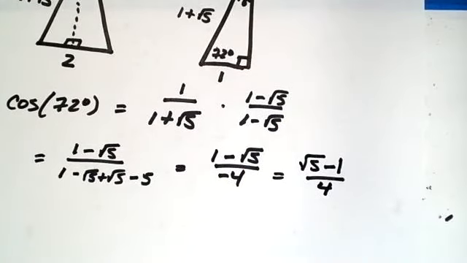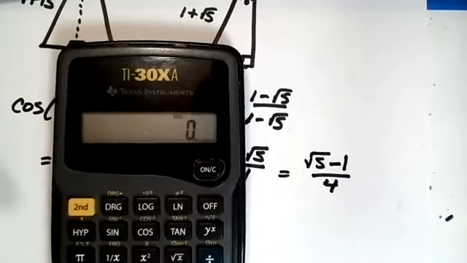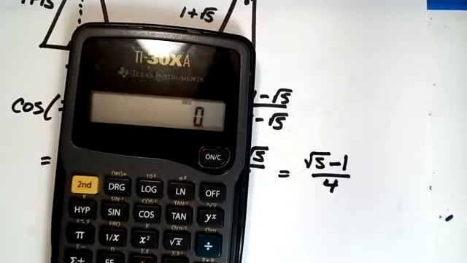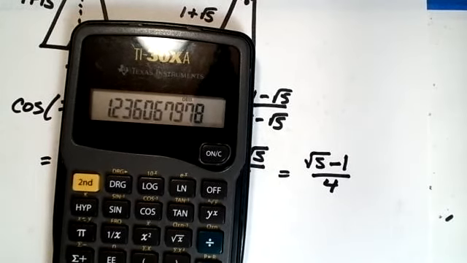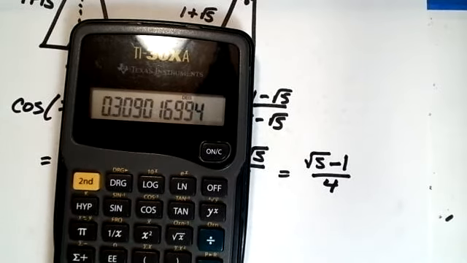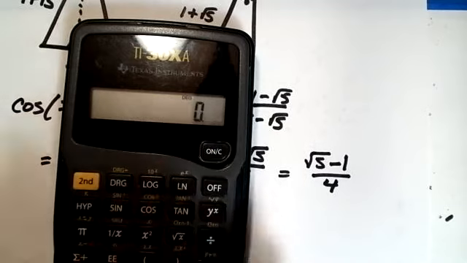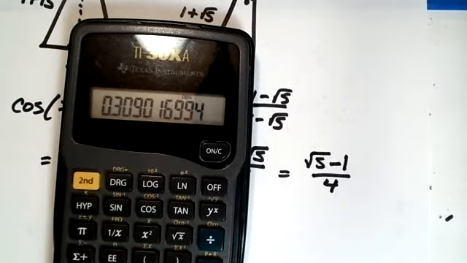Just to verify that this is actually true, I'm going to pull out my calculator and get a numerical approximation for this. If I take the square root of 5 and then subtract 1, I end up with 1.23, et cetera. Now I'm going to divide that by 4, and there's our target number. So we're saying that the cosine of 72 degrees is equal to 0.3090 and some change. Let's also check that our calculator can take the cosine of any degree we want, and notice it is exactly the same number.